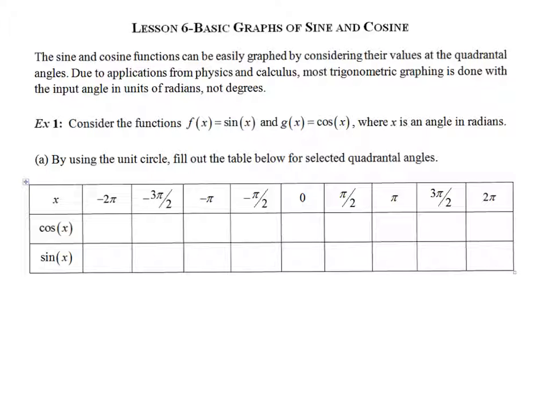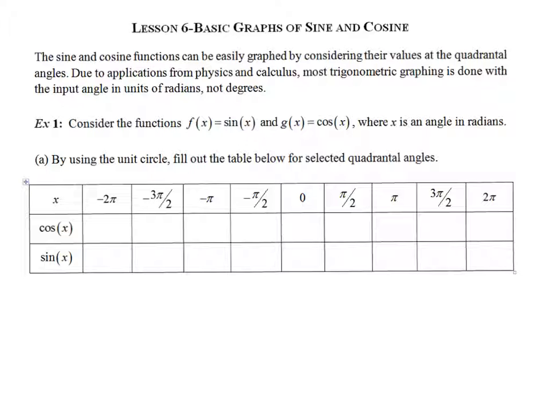In lesson number 6, we're going to take a look at how to graph our functions sine and cosine. Now, sine and cosine are both functions, so we're going to take a look at finding a table of values for these two functions. We're going to be referring to the quadrantal angles.